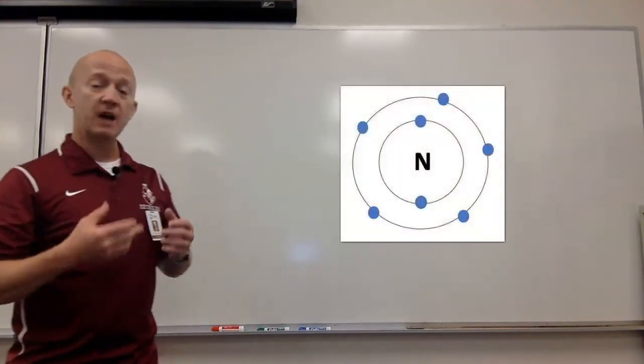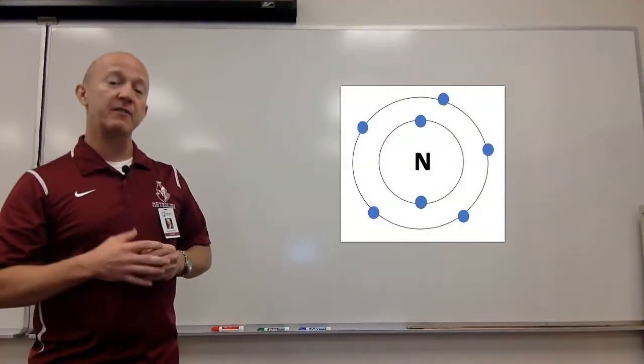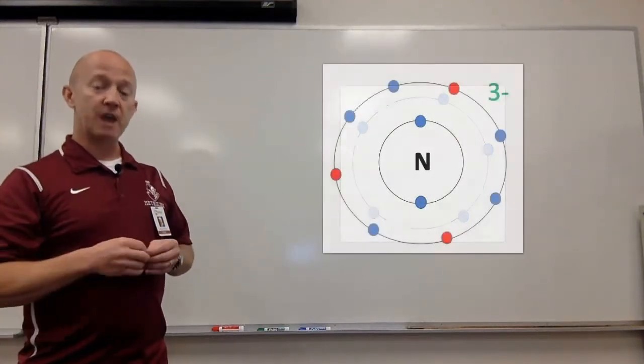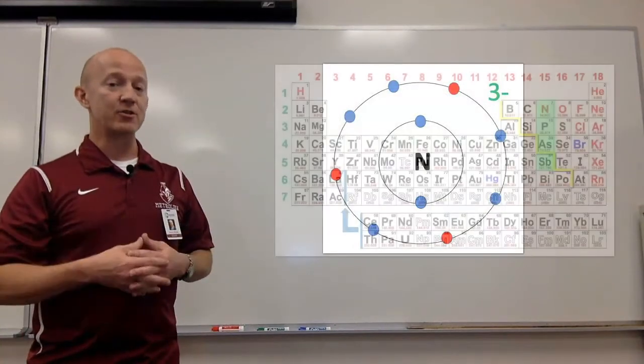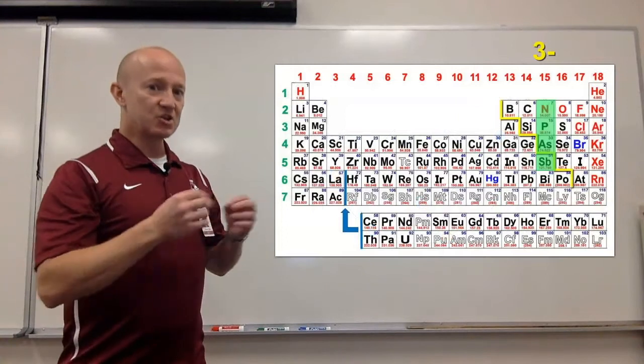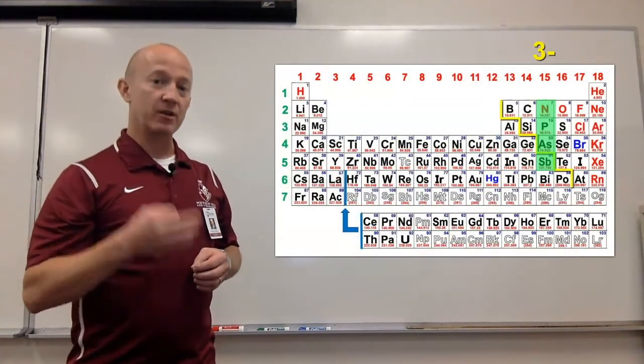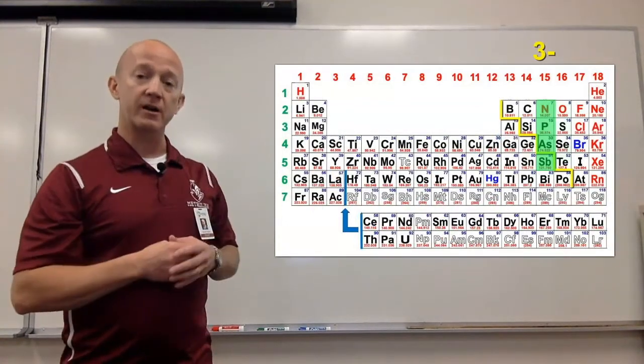Take, for example, nitrogen. Nitrogen has 5 valence electrons in its outer shell. Nitrogen will simply gain 3 electrons, thus having 8 in its outer shell. By the way, each nonmetal in group 15 will take on 3 electrons when they form ions.